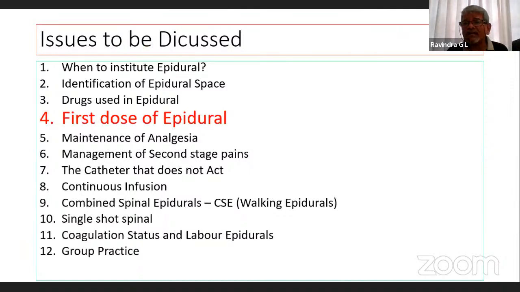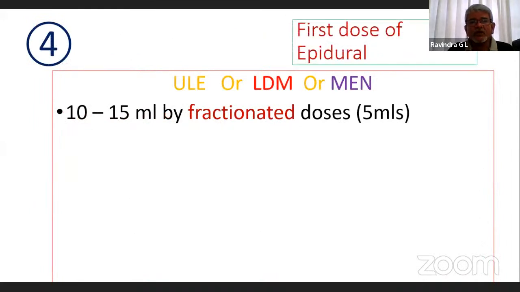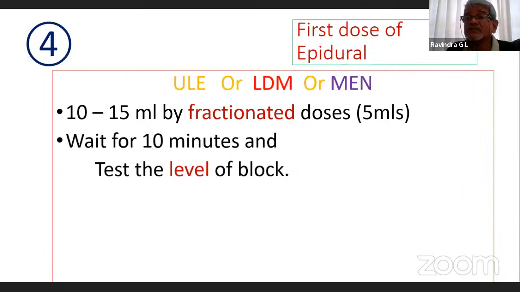Now, when we have decided on what drugs to use, in what concentration, what is the volume to be used? What should be the first dose of the epidural? Whatever mixture you have chosen, the first dose for the epidural is between 10 to 15 ml in fractionated doses. When I say 15 ml, don't give 15 ml straight away. Give 5 ml, wait for about 3-4 minutes, then give another 5 ml, wait for about 3-4 minutes. Each time, evaluate the VAS score, and try to reach a VAS score of less than 2. That is what is important.